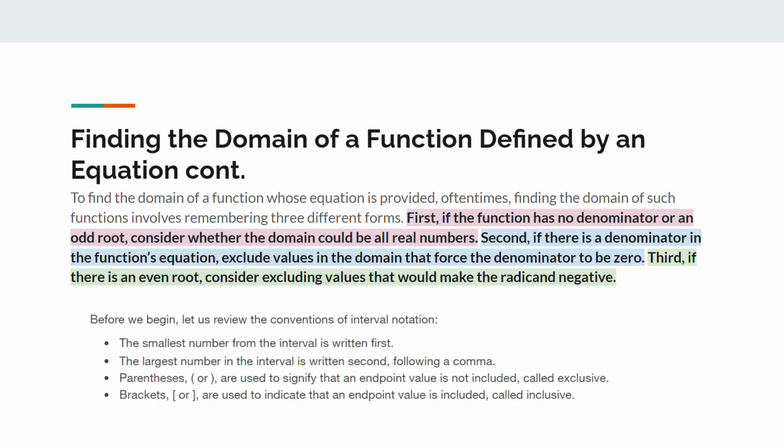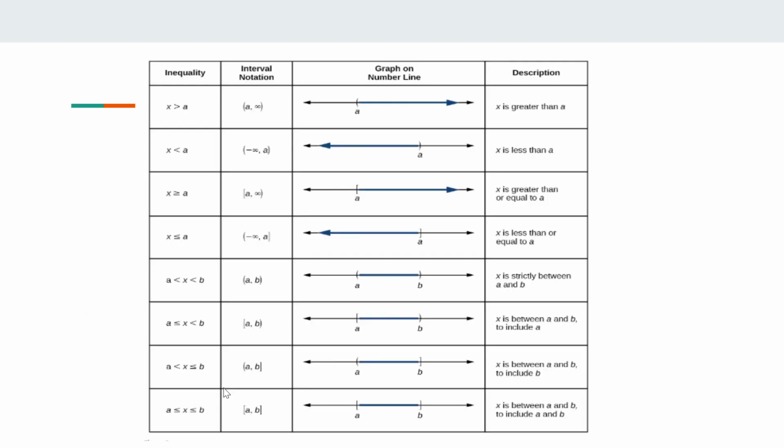Before we begin, let us review the conventions of interval notation. The smallest number from the interval is written first. The largest number in the interval is written second, following a comma. Parentheses are used to signify that an endpoint value is not included, called exclusive. Brackets are used to indicate that an endpoint value is included, called inclusive.